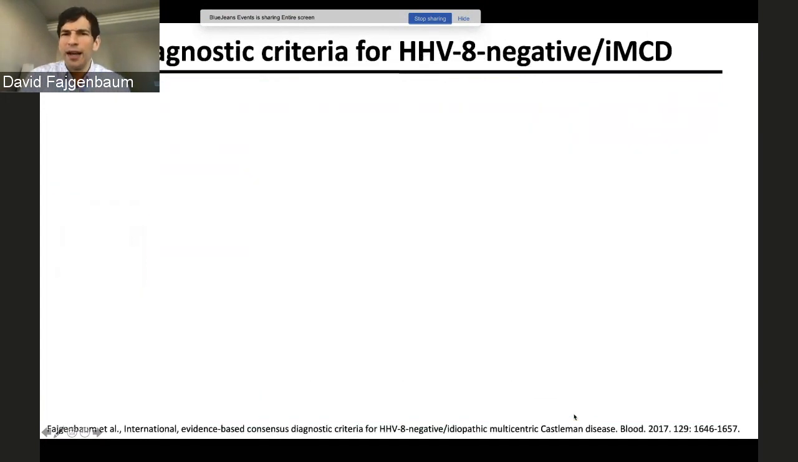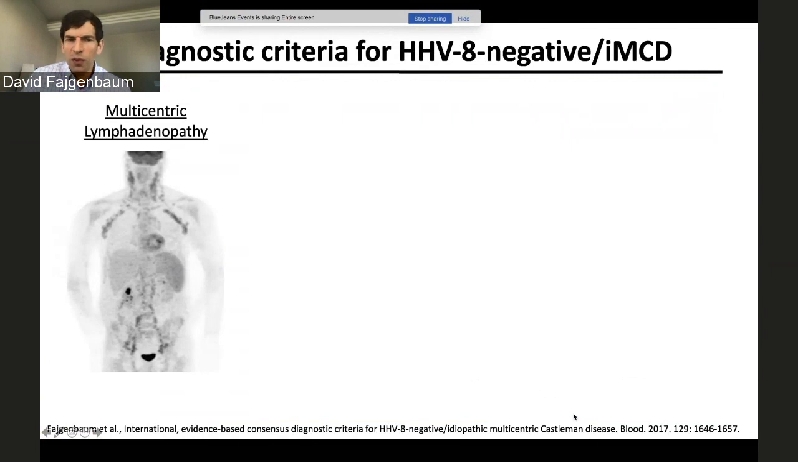A little bit on the diagnostic criteria for iMCD. You need to have multiple regions of enlarged lymph nodes and multicentric lymphadenopathy.